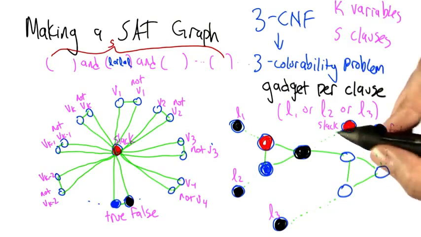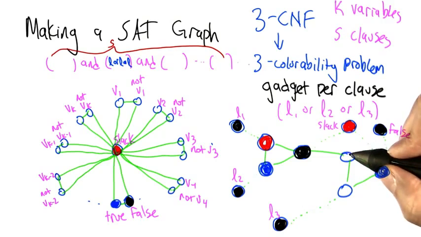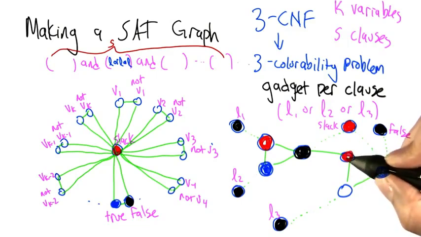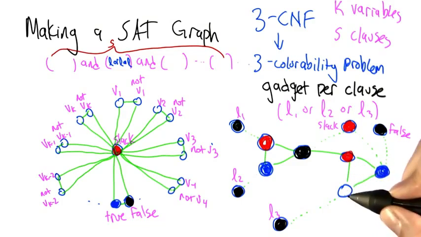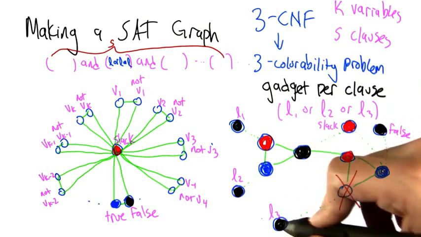All right, so now we have this node. Well, this node is kind of obvious. It's connected to red and black, so it has to be blue. Now this node is connected to blue and black, so it has to be red. And this node is connected to red, blue, and black, so we are in trouble. So the graph was not colorable when these 3 literals are all black.